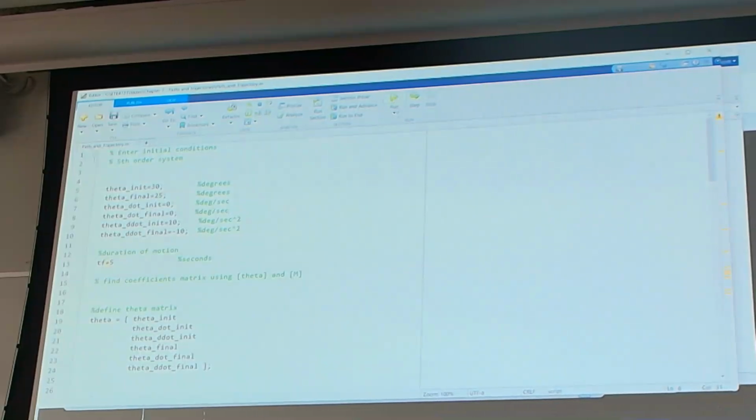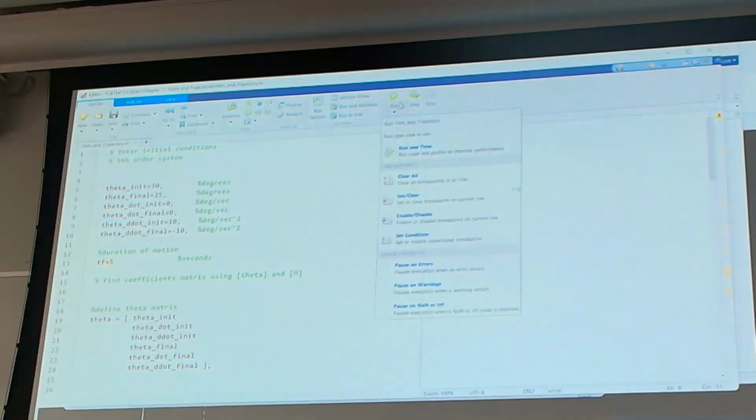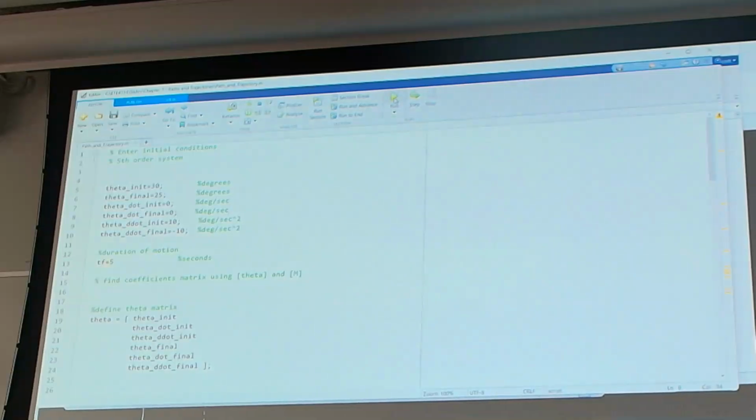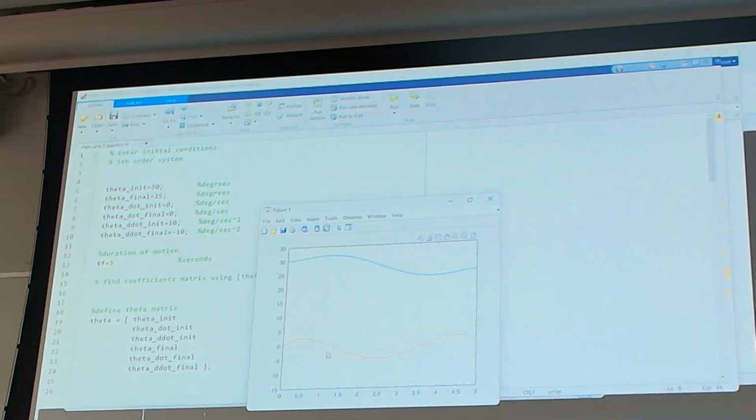Then we click the run button. Okay, 5 seconds. Wow. There you go. In fact, I think I need to clear that. Hold on. Run. There you go. My acceleration started at 10 degrees per second squared, and I ended at 10 degrees per second squared, my initial velocity. And you can see the velocity is changing up and down.